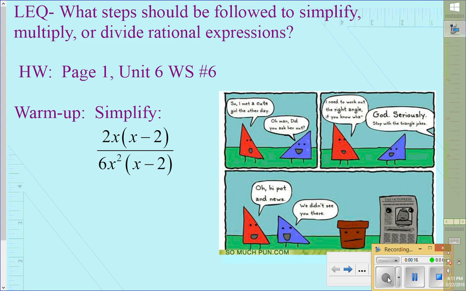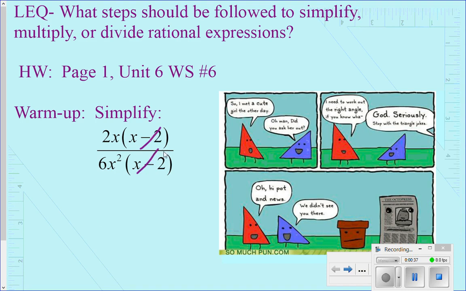So we know how to simplify. This is called a rational expression, so it looks like a fraction with variables. And to simplify that, you should have already learned in previous courses a little bit about simplifying rationals. So what we know to do is to cross off any common factors. So I can see that x minus 2 is a common factor. So when I factor out x minus 2, I'm left with 1. And same thing with the x's, x over x squared.